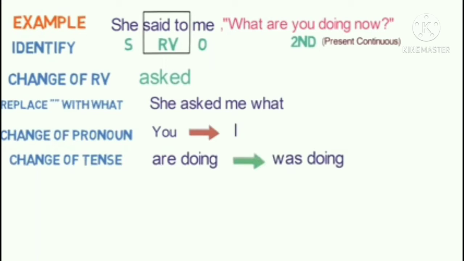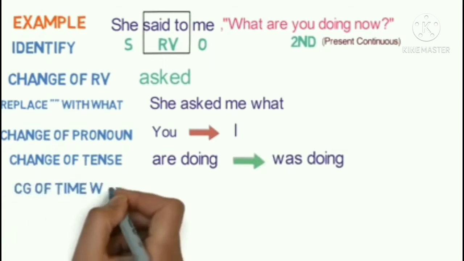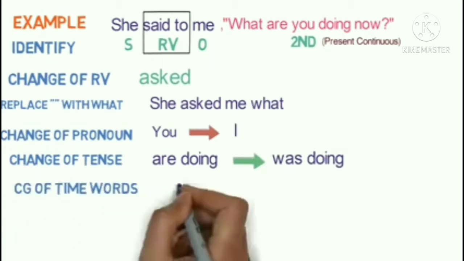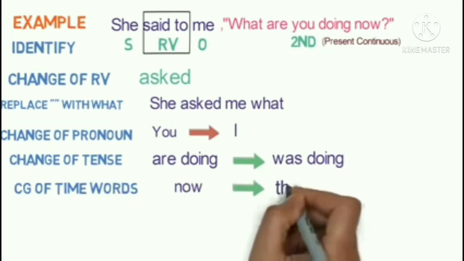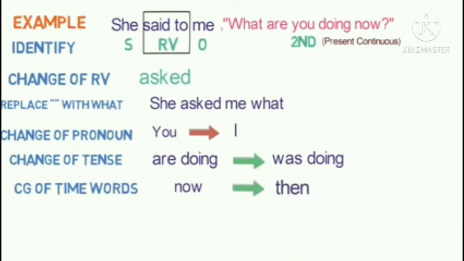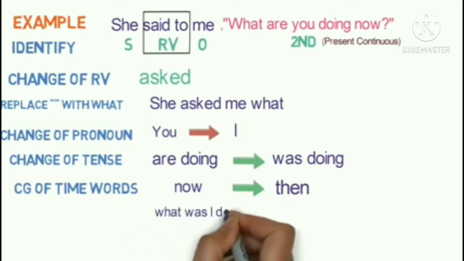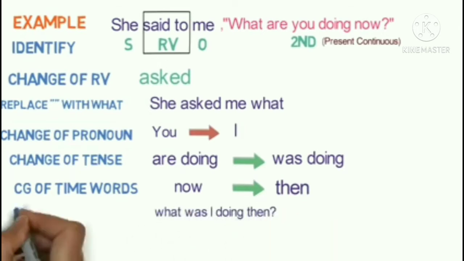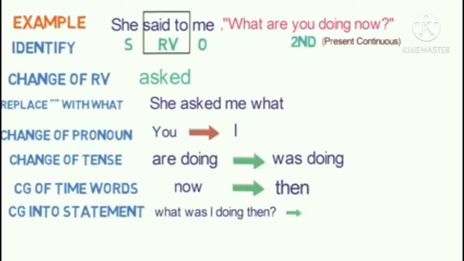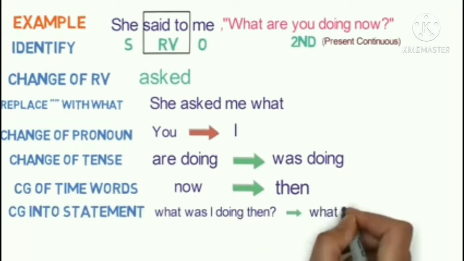Step 6 is the change of words denoting time. Here now will be converted to then. Now after step 6, your statement comes as, what was I doing then? Now on converting it into statement, we get what I was doing then.